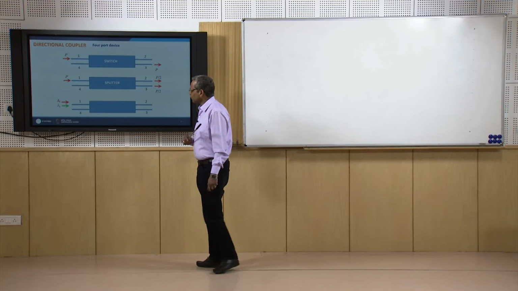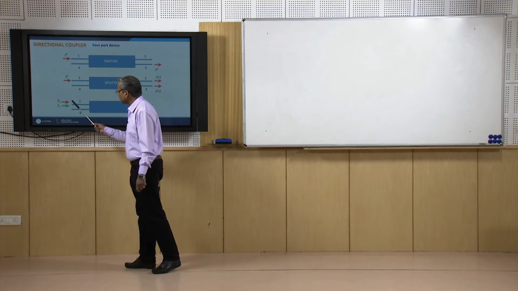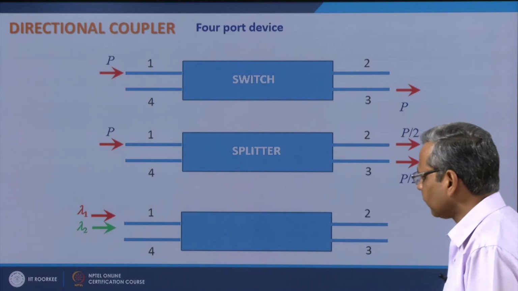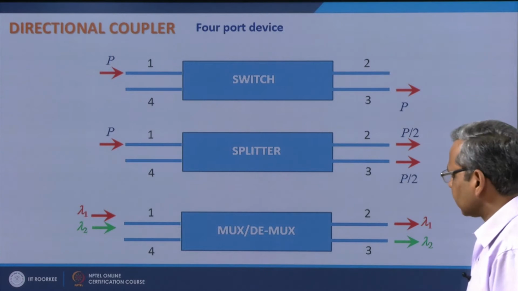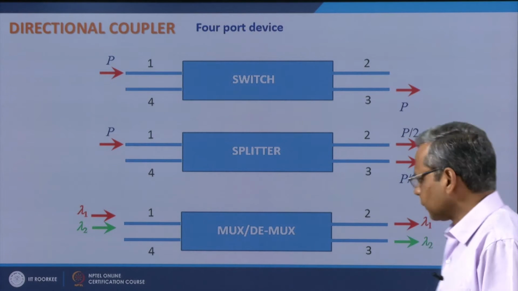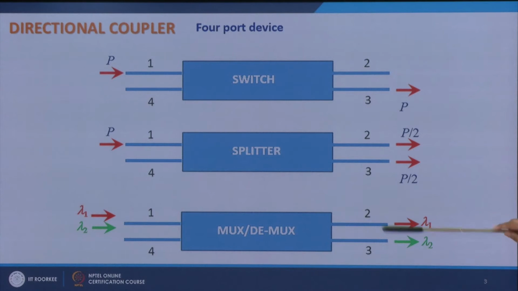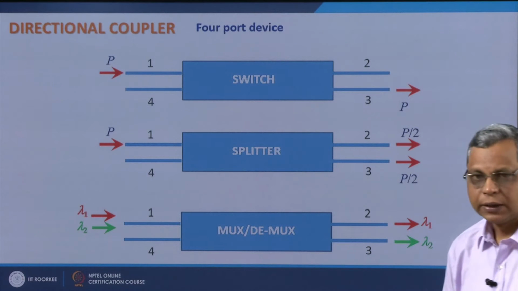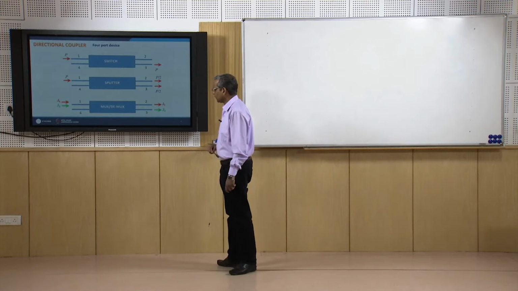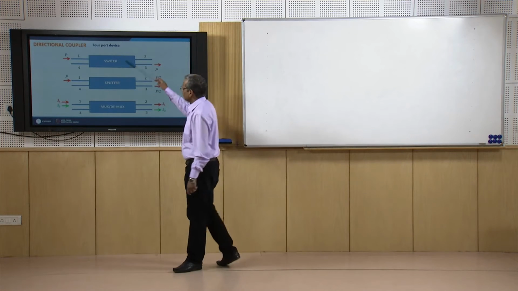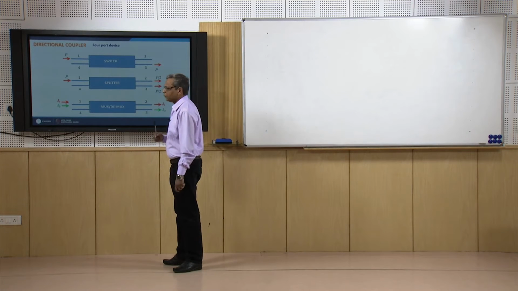You can also have, if you launch two wavelengths lambda 1 and lambda 2 in port 1, then it may happen that lambda 1 comes out of port 2 and lambda 2 comes out of port 3. Then such a component is a demultiplexer. You can also input lambda 1 from here and lambda 2 from here, and both the wavelengths may come out of port 1, then it is wavelength multiplexer or WDM coupler. And all these components can be made out of directional coupler.